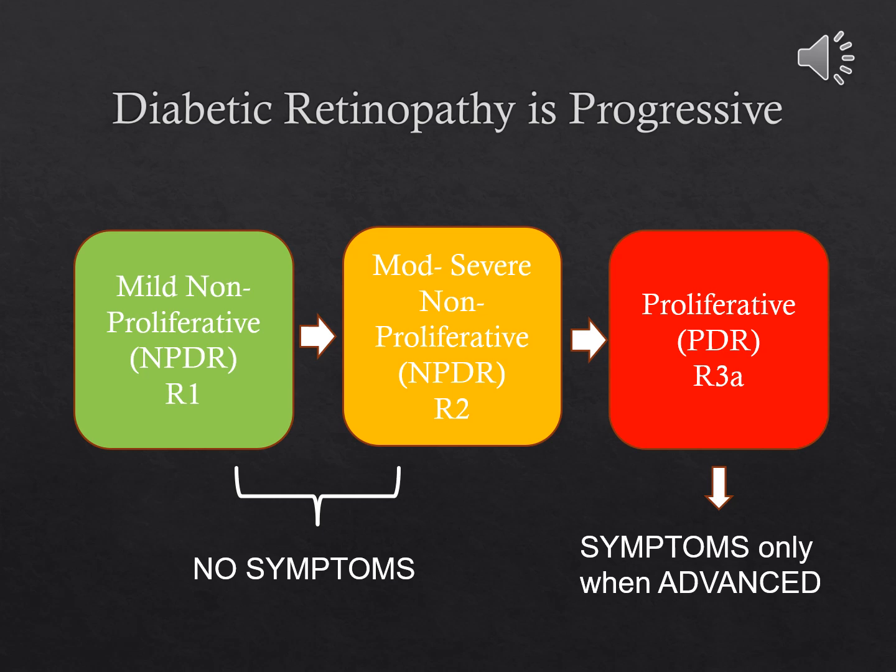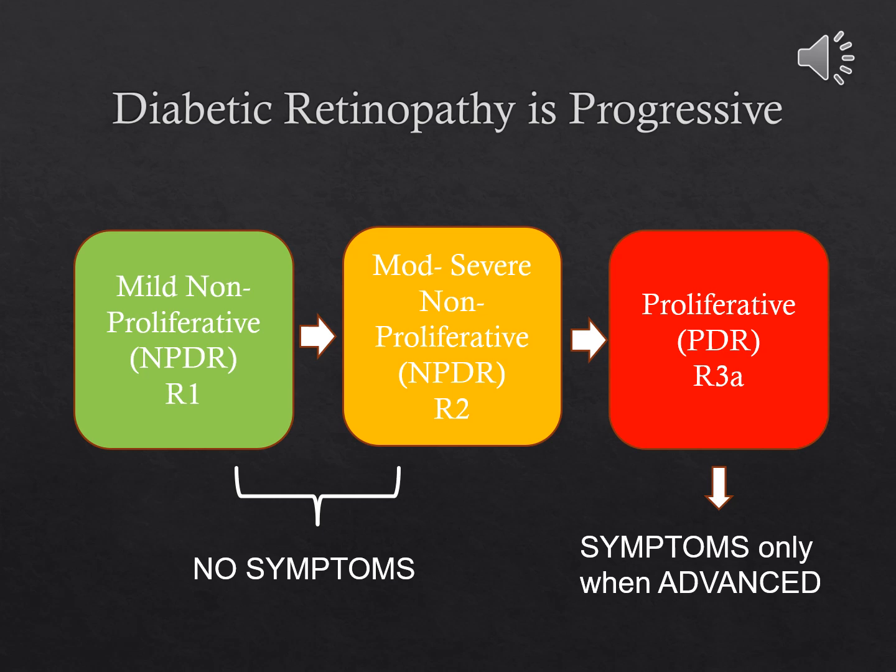It starts as mild, non-proliferative retinopathy, or R1 as we call it in the UK, and then progresses over years to moderate and then severe non-proliferative retinopathy. These are known as R2 in the UK system. This then progresses over time to what's called proliferative retinopathy, or PDR. This is known as R3 active in the UK system.